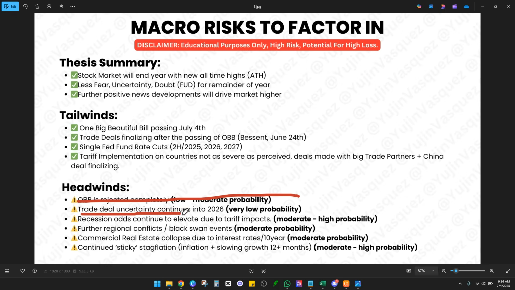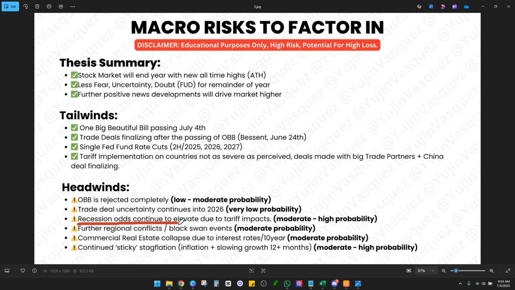Again, we're not here to talk about tailwinds, but we can probably scratch this off as low probability. But trade deal uncertainty can still continue into 2026. If this continues, my prediction is that we will have a very rocky time for the remainder of this year and definitely into 2026 if we do not get these trade deals fixed, because at the moment only about 4 to 6 have been announced out of a possible 90. So this is concerning, especially for me as an investor who had sleepless nights during Liberation Day or Liquidation Day, whichever one.